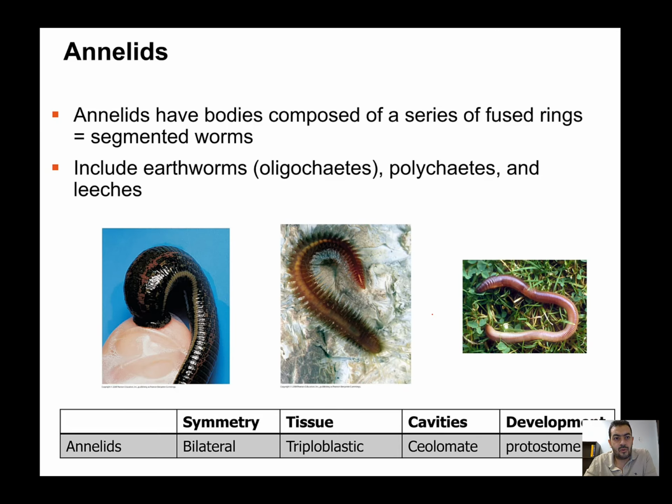The last group that we'll focus on is the Annelids. Annelids have bodies composed of a series of fused rings, so they are known as segmented worms. Again, they have bilateral symmetry. They also have the mesoderm, so they are triploblastic. They have a true cavity, they are coelomate, and the mouth has developed first, so they are characterized by protostome development.